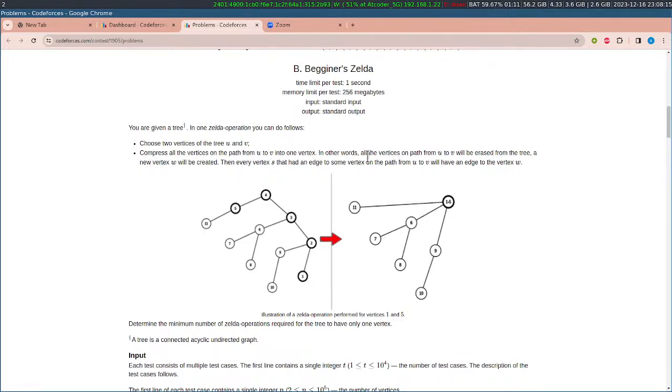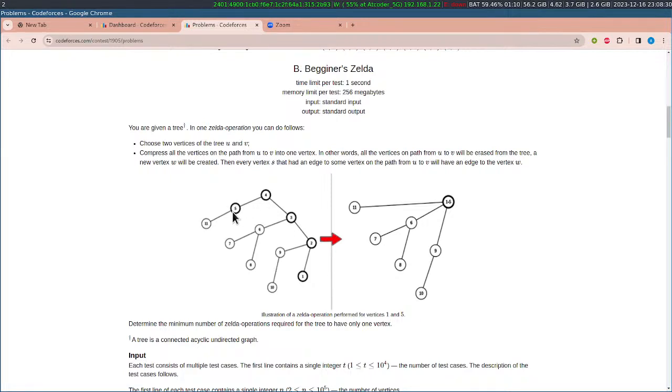In other words, it says all the vertices on the path from u to v will be erased from the tree, and a new vertex w will be created, and every vertex s that has an edge to some vertex on the path from u to v will have an edge to w. And it also shows an illustrative example of how to do it.